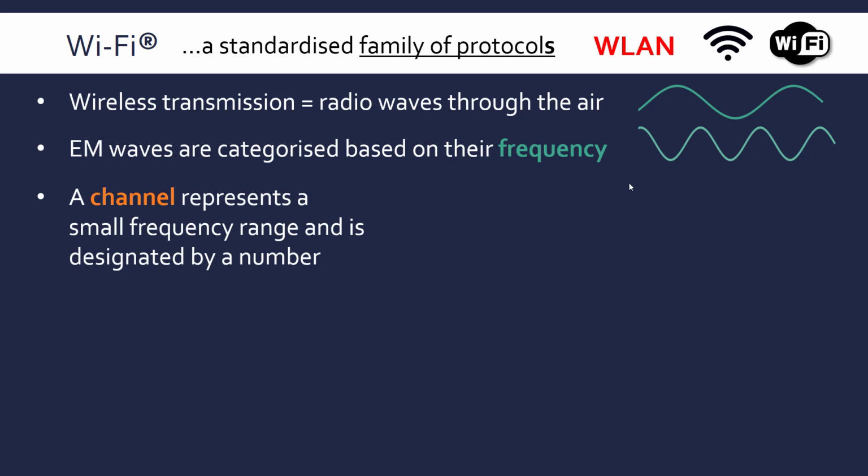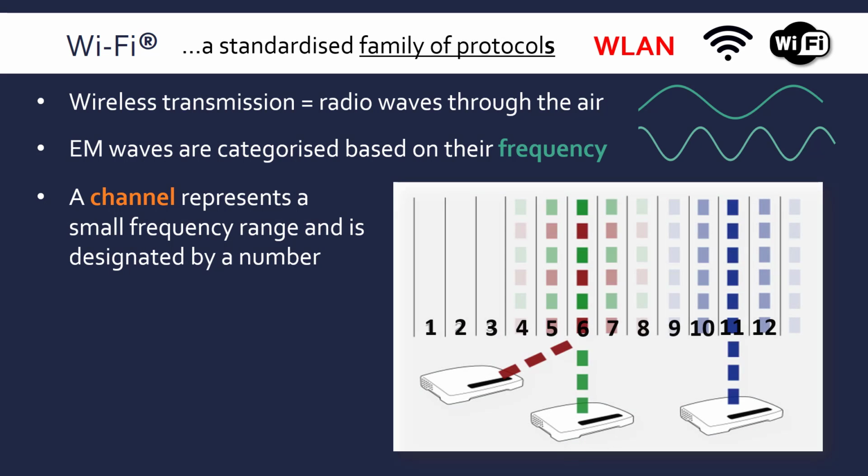So Wi-Fi isn't just one specific frequency, because you'd get loads of clashes. Instead, you have channels, and a channel represents a very small range of frequencies, and you usually designate it with a number. So we've got a network here. These, I think, are meant to be three different wireless routers, each broadcasting at different channels, labelled 1 to 12. And this is just representing a small range of frequencies.